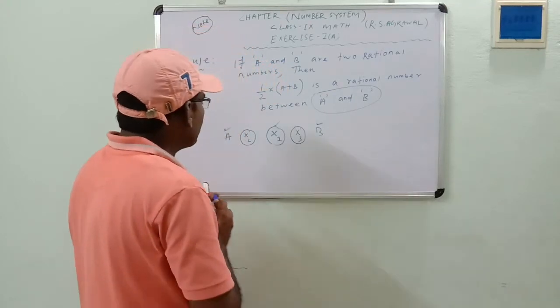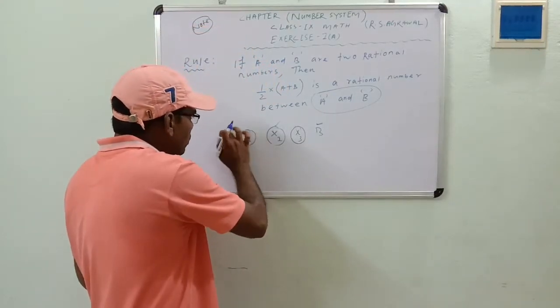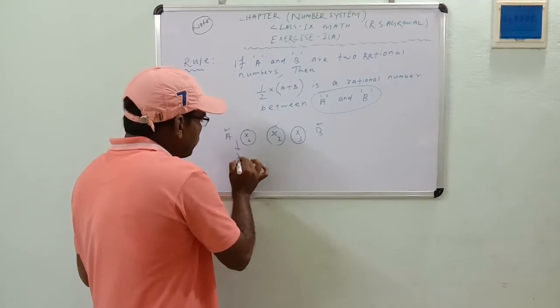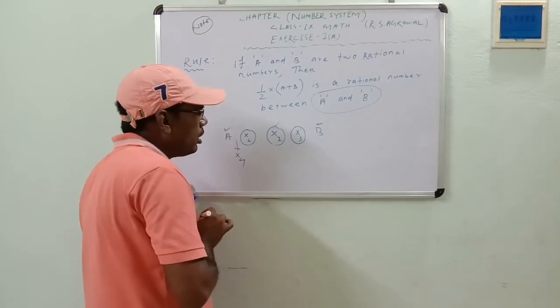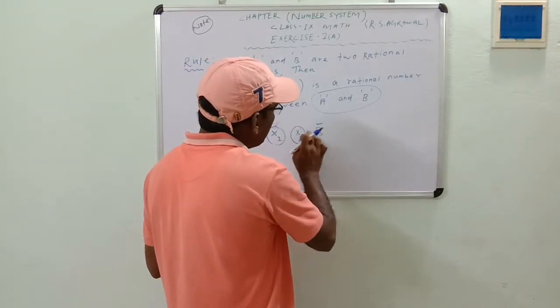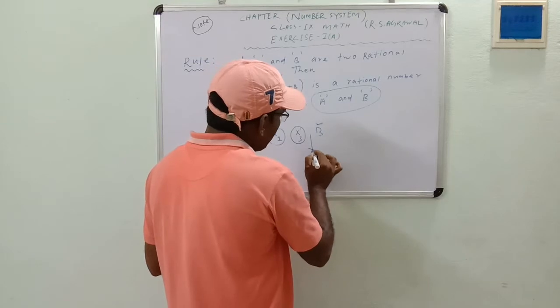Similarly, you can find out the middlemost of these two rational numbers. Suppose it is x4. Similarly, you can find out the middlemost rational number of these two. Suppose it is x5.